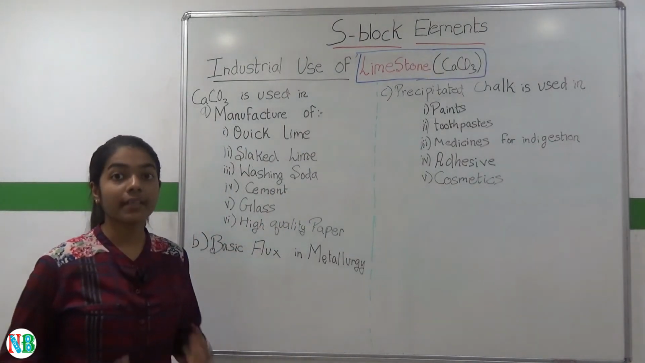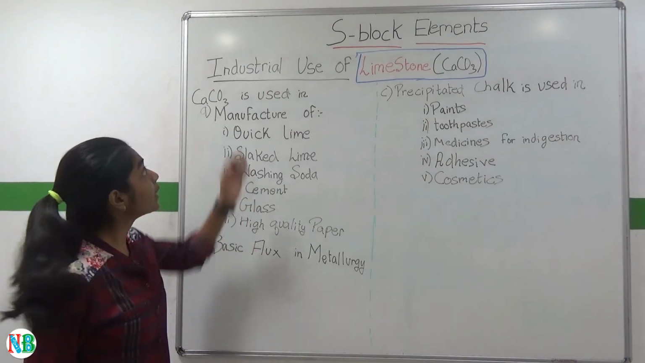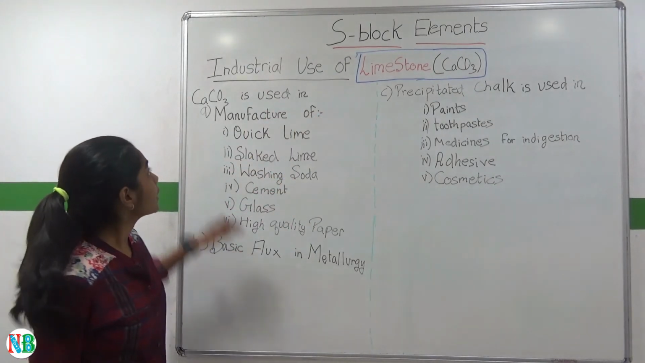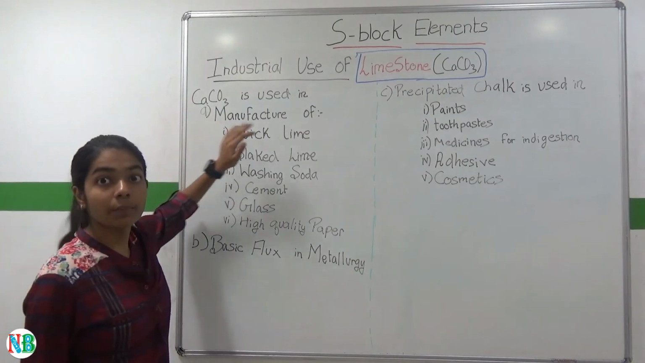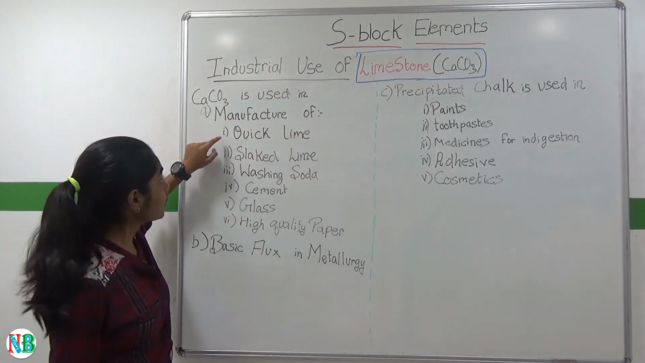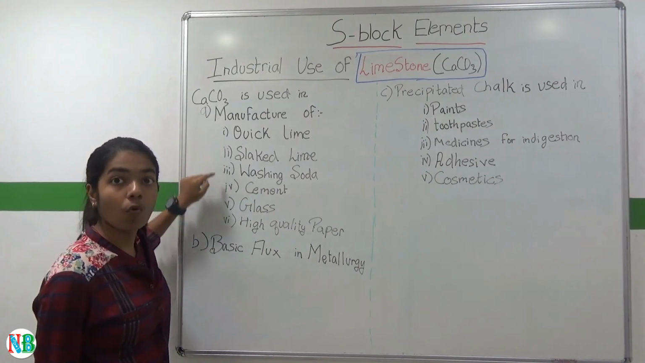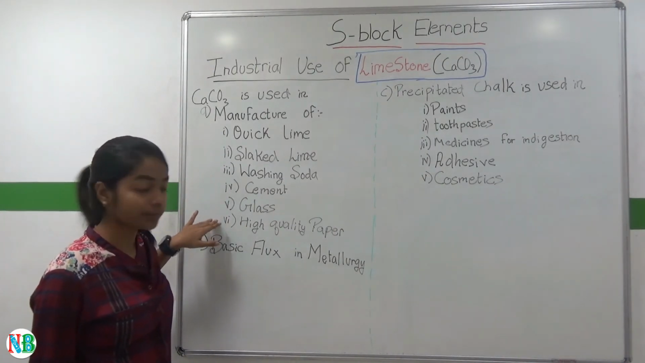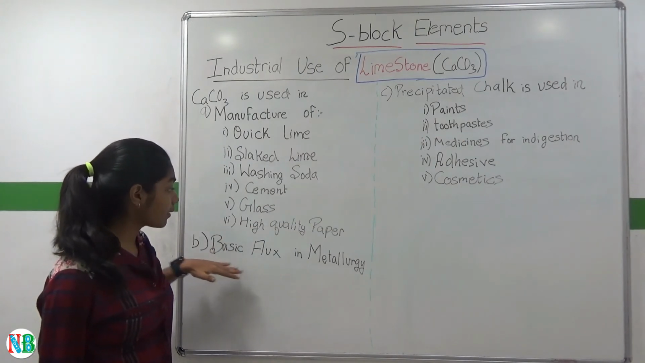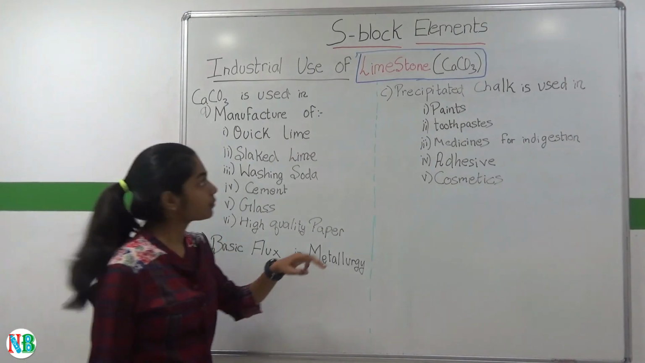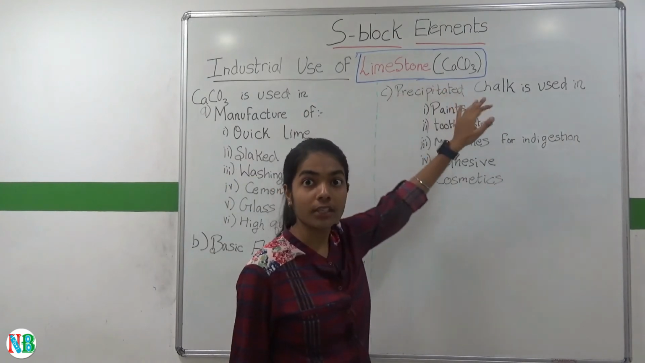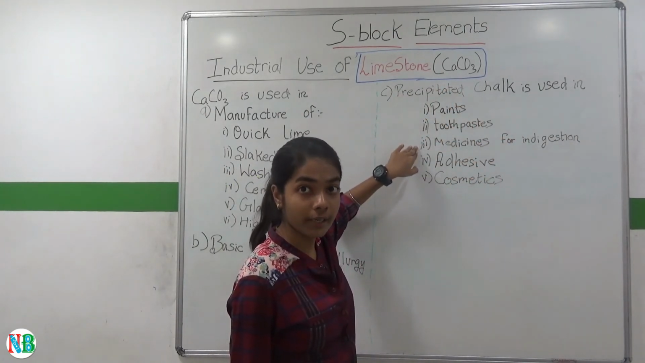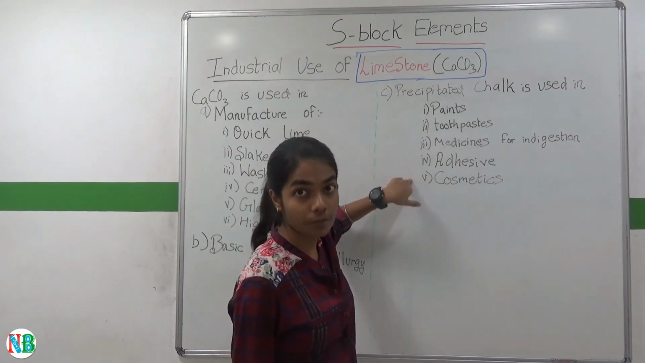Now we will move toward the next topic of S block, that is industrial use of limestone. Molecular formula CaCO3. CaCO3 is used in the manufacture of quicklime, slaked lime, washing soda, cement, glass, and high quality paper. It is the basic flux in metallurgy. Precipitated chalk is used in paints, toothpaste, medicine for indigestion, adhesive, and cosmetics.